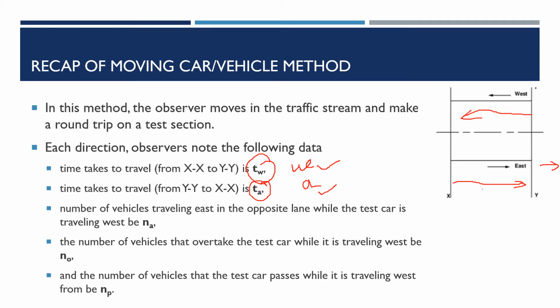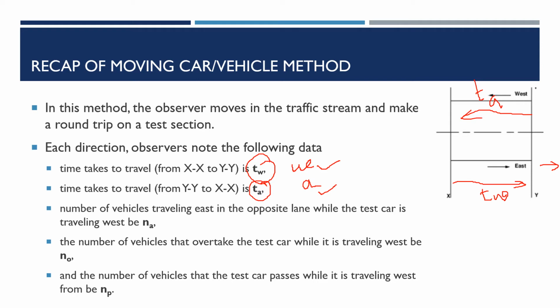Alright, so here one is the journey time, which is TW, the time taken to travel from X to Y, and Y to X is TA. It is the average journey time. Now why average? Because we are now talking about only one run. Several runs will be made, and we need to take the average of it. Now in each of these directions, a number of vehicles will be counted. We will be talking about that now.